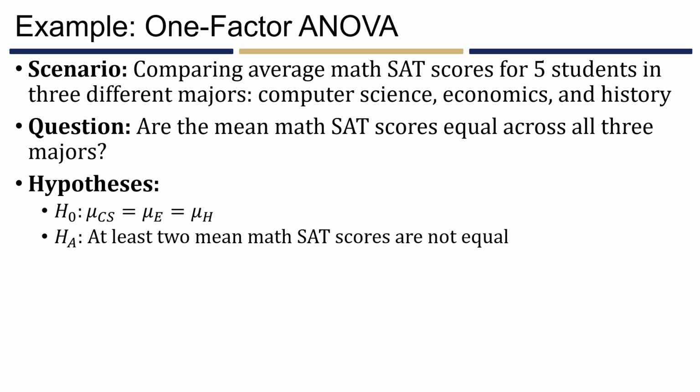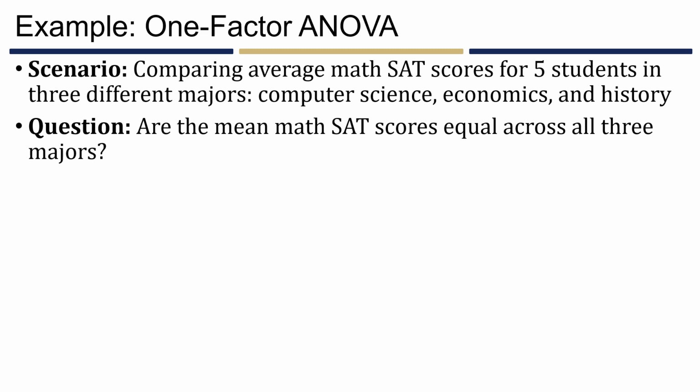Now what you're going to see here is that we won't necessarily know which means are not equal. We won't know how many pairs of means are not equal, but the alternative is simply telling us that at least two of these means are not equal. There's some difference somewhere among at least two of these means.